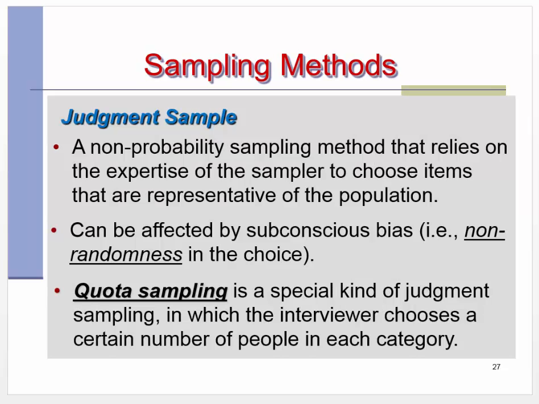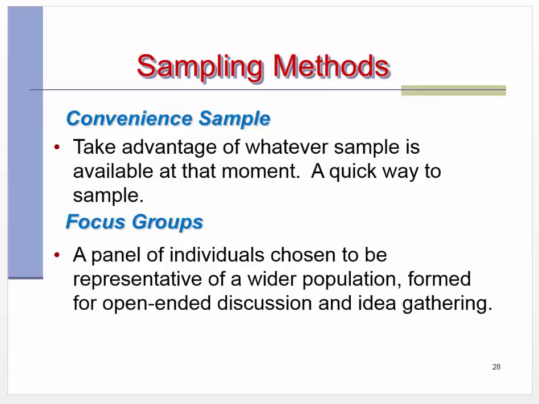Quota sampling is a special kind of judgment sampling in which the interviewer chooses a certain number of people in each category. A convenience sample is done by taking advantage of whatever sample is available at that moment. It's a quick way to sample. Focus group sampling is done with a panel of individuals chosen to be representative of a wider population for open-ended discussion and idea gathering.